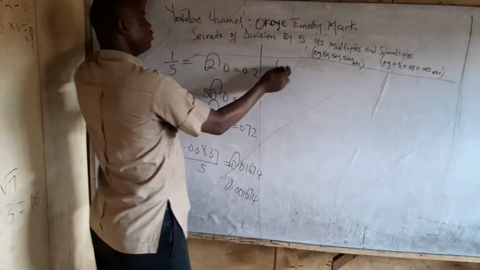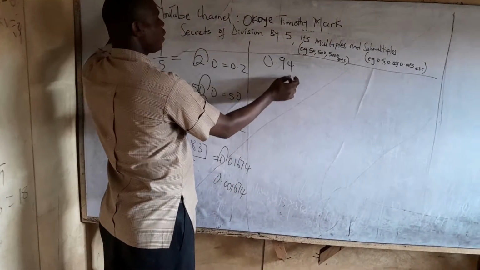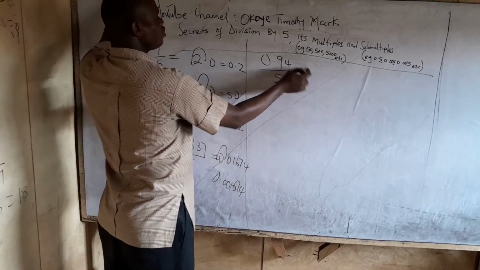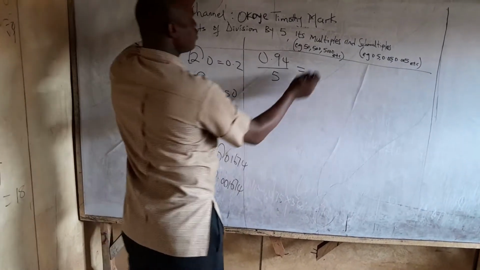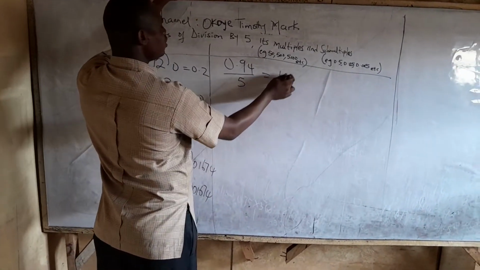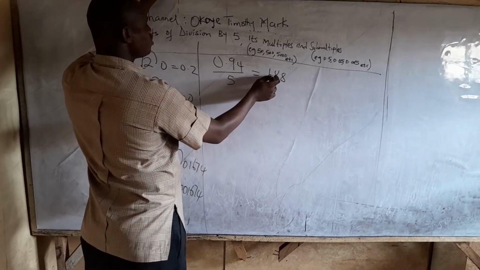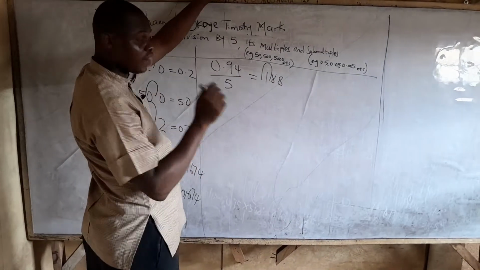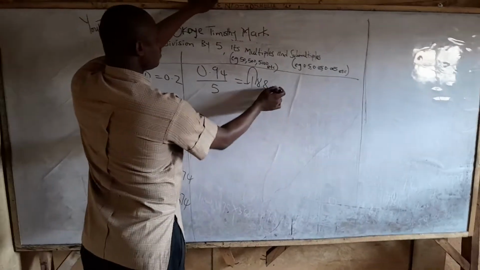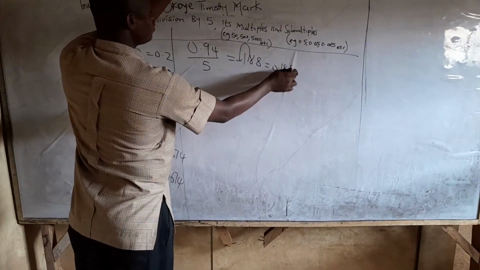Even if it is 0.94 and I want to divide by 5, just double the digits. That is 1.88. Shift the decimal place one step forward because 5 has one digit. That's 0.188.